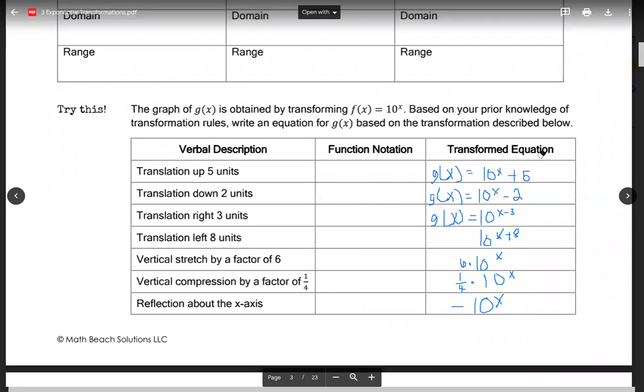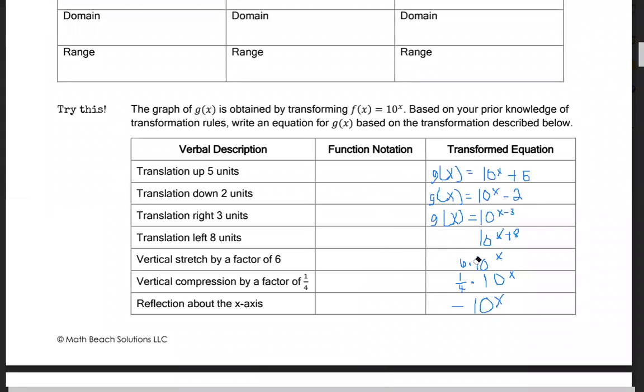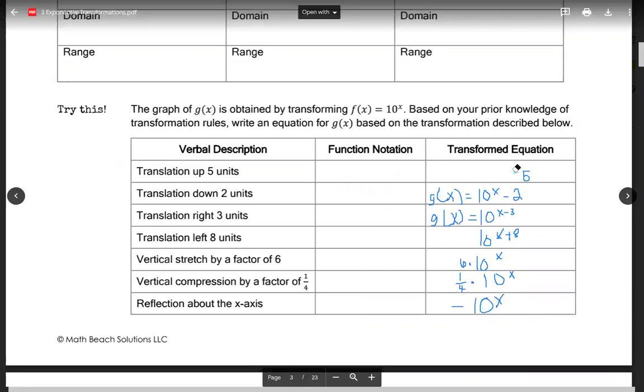Okay, the up and down goes outside of our equation. Okay, the left and right goes inside of our equation. In this case, it's in our exponent. All right, our stretches and compressions, they go out in front. Same thing with our reflection about the x-axis.